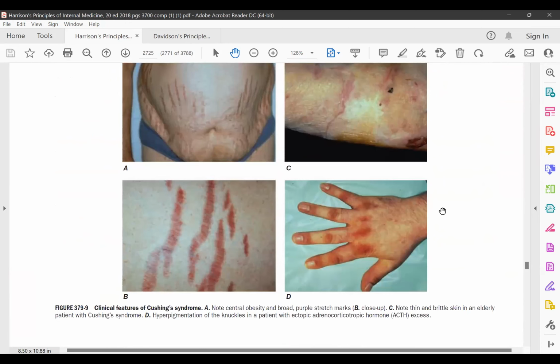First one is central obesity, broad purple stretch marks on the abdomen, and the close-up of that is B. This is on the abdomen, and C is this one. This one is the thin and brittle skin in the elderly patients with Cushing's syndrome and hyperpigmentation of the knuckles in ectopic adrenocorticotropic ACTH syndrome. Hyperpigmentation also occurs in metabolic syndrome, and this is in individuals. You can see very dark knuckles and dark metacarpophalangeal joints.